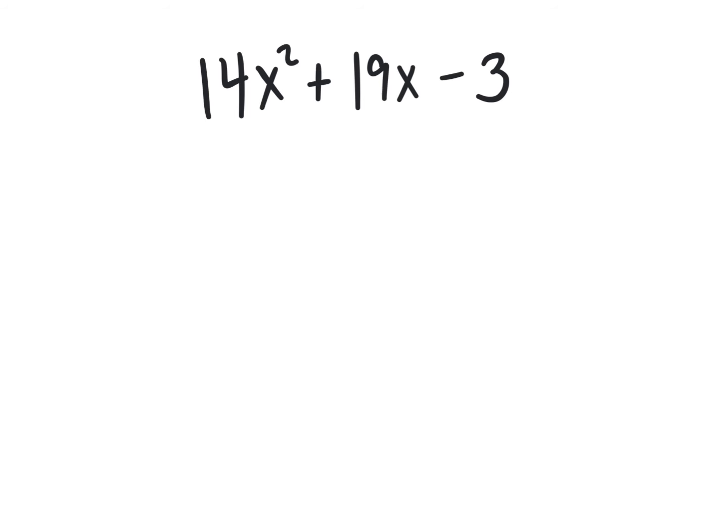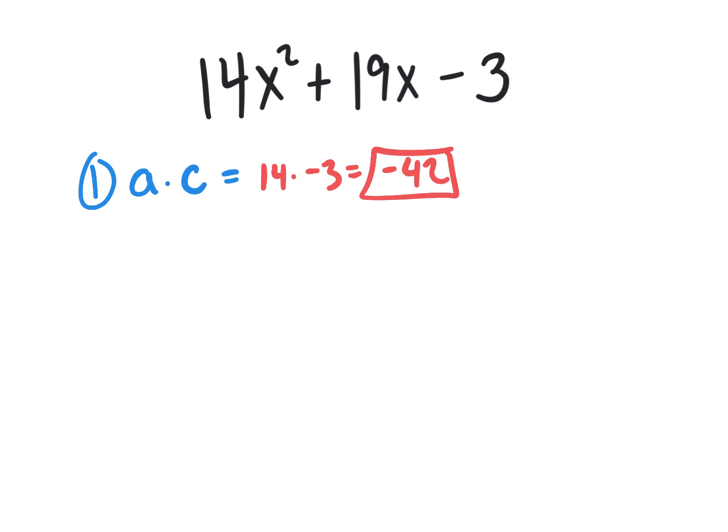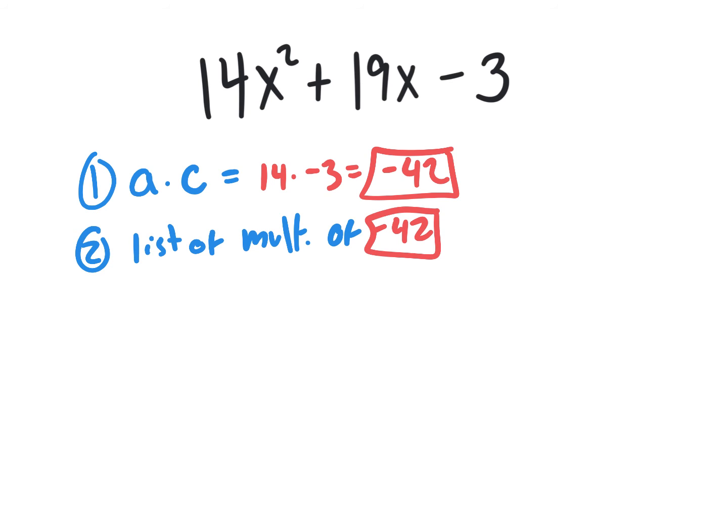Step 1 was, if you don't remember, please write this down, a times c. You guys remember that? What is a times c? We have 14 times negative 3. 14 times negative 3, that is negative 42, right? Okay, so the next step is to make a list of the multiples of negative 42 in this case, right? So let's make a list of the multiples.